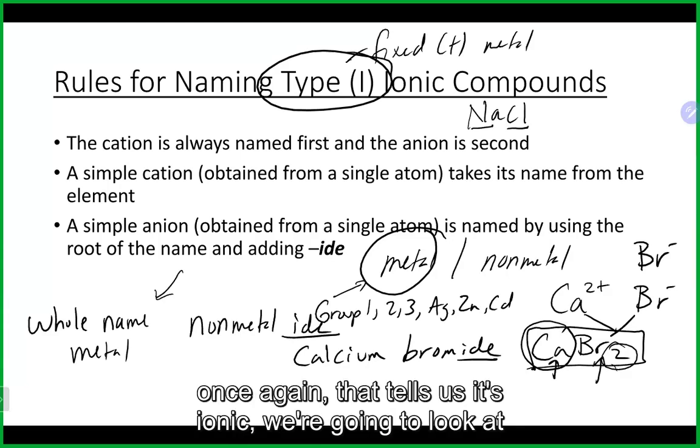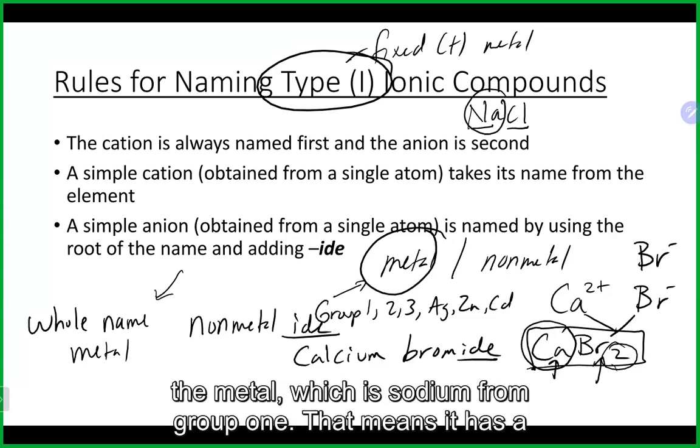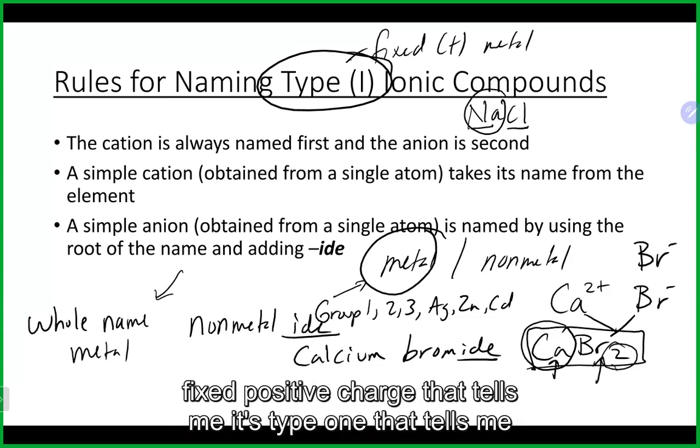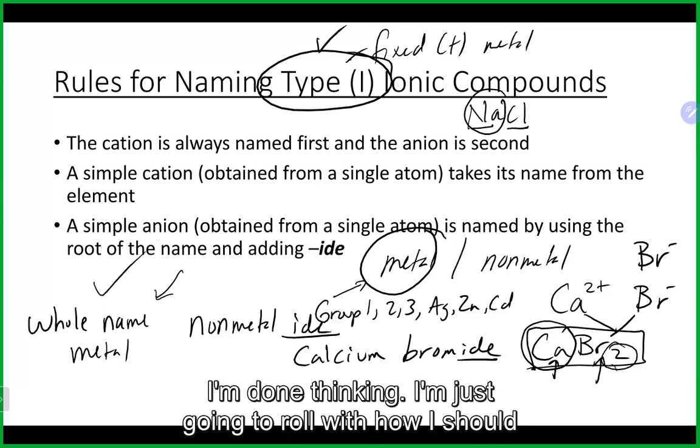Once again, that tells us it's ionic. We're going to look at the metal, which is sodium from group 1. That means it has a fixed positive charge. That tells me it's type 1. That tells me I'm done thinking. I'm just going to roll with how I should name it.